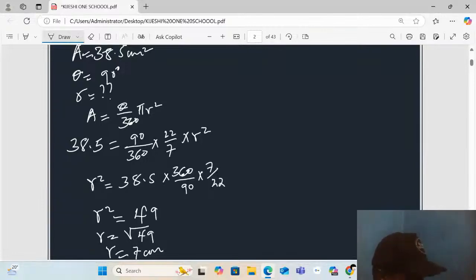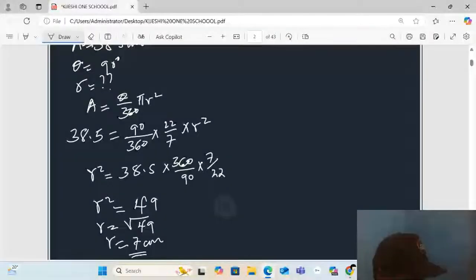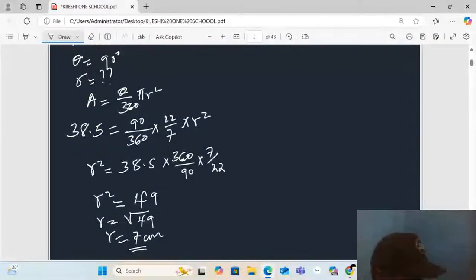So you shall look at more examples on that. Therefore, look at another example when you are given the area, you are given the radius, and you are asked to find theta, the angle subtended. Now, let us look at this example.